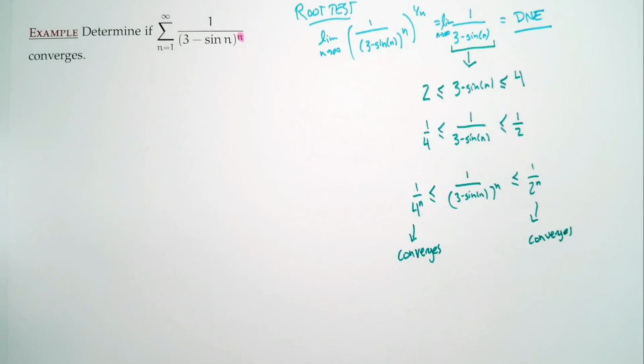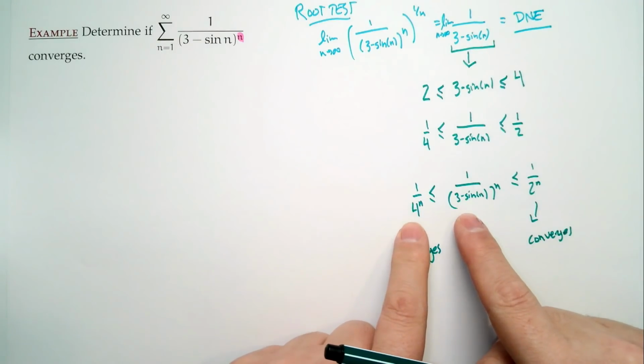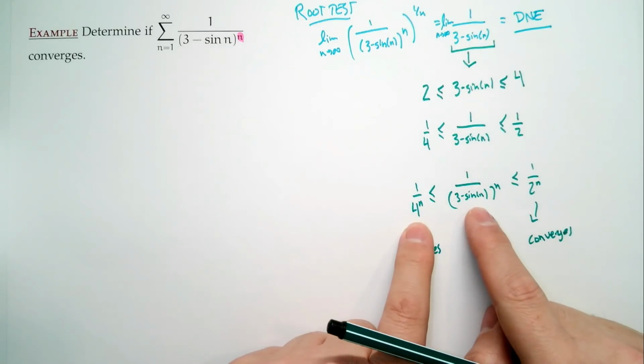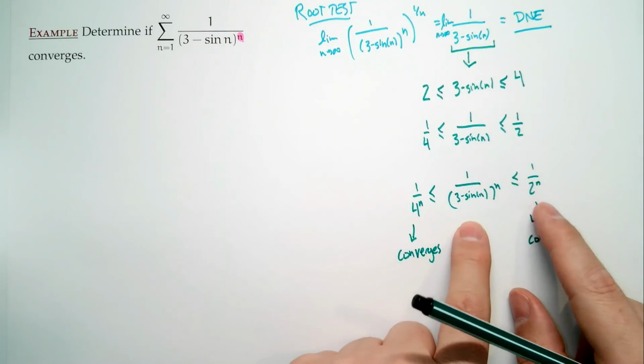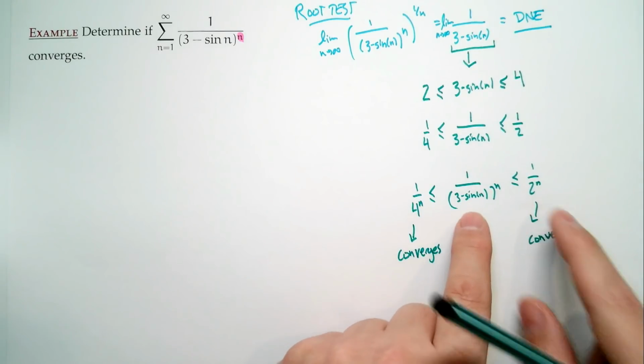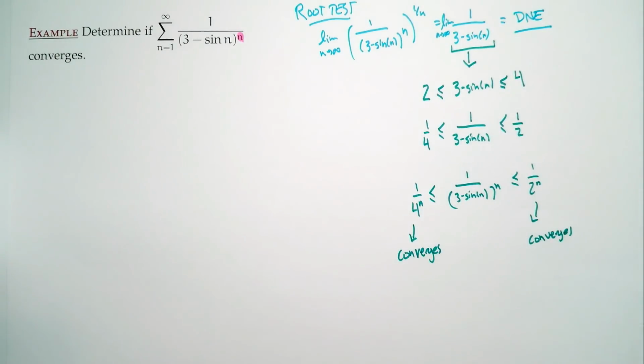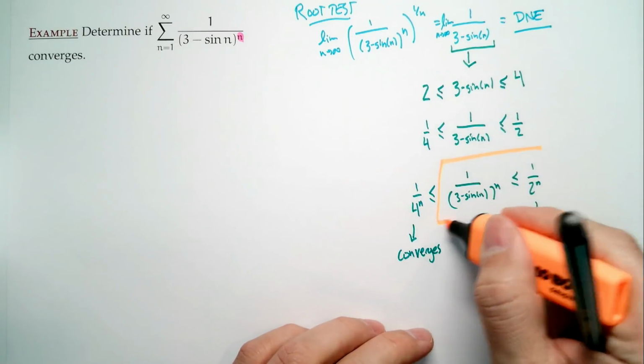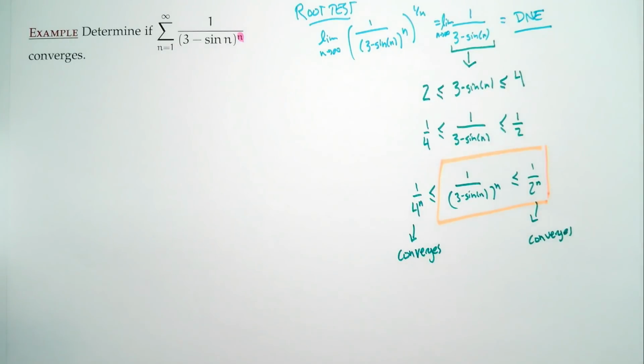Now, suppose that we have this information. Which one of these is important? Is it useful that 1/4 to the n, which converges, is below this? Or is it useful that 1/2 to the n, which converges, is above our summand? Which one matters? Well, if we want to compare it to a convergent thing, we always want to have the convergent thing be above what we're after. So now we're almost there, right?